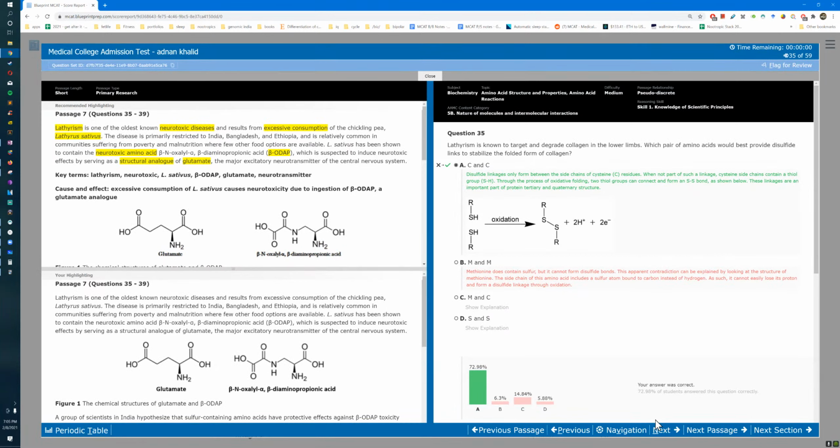Here they're just asking what would make disulfide bonds, and you should know that that's cysteine. Two cysteines form a disulfide bond. They basically remove the H's and they bond together like that.